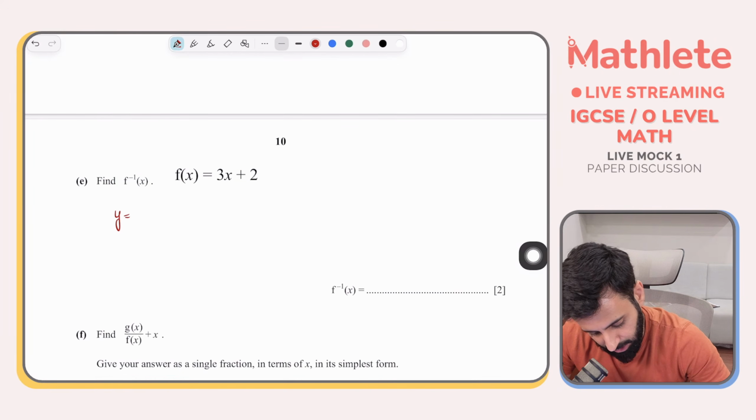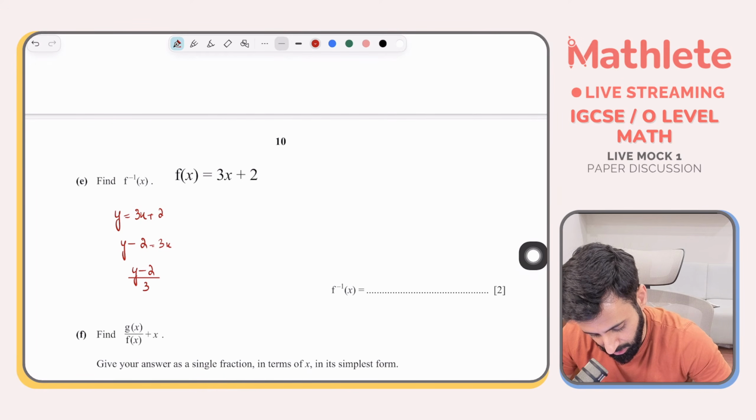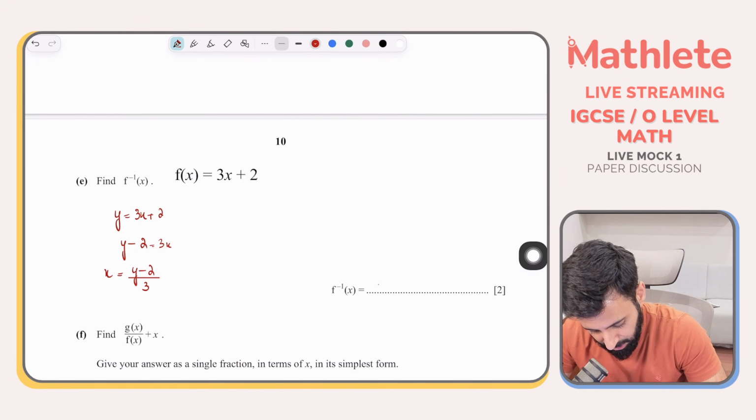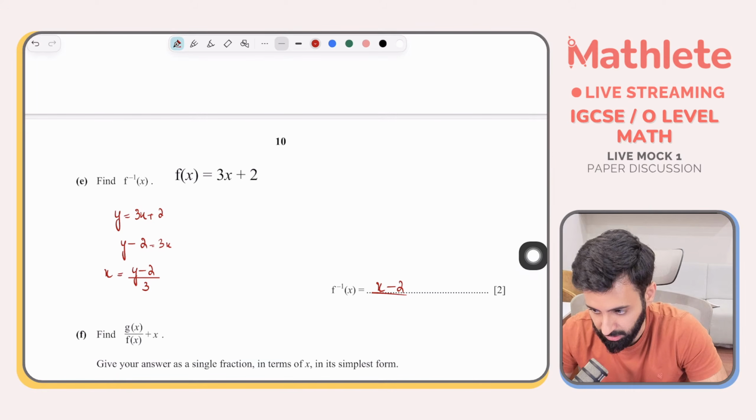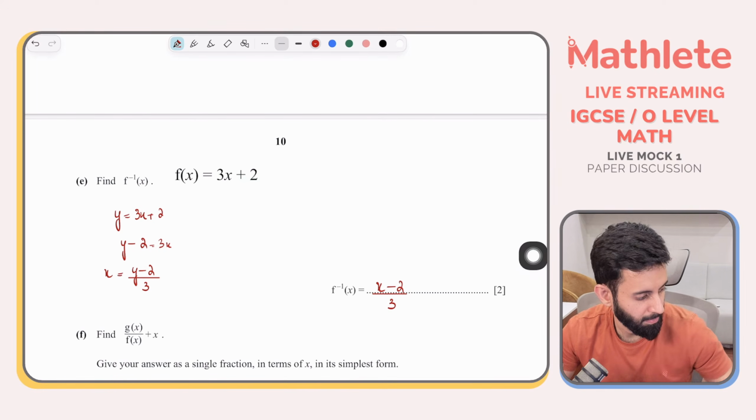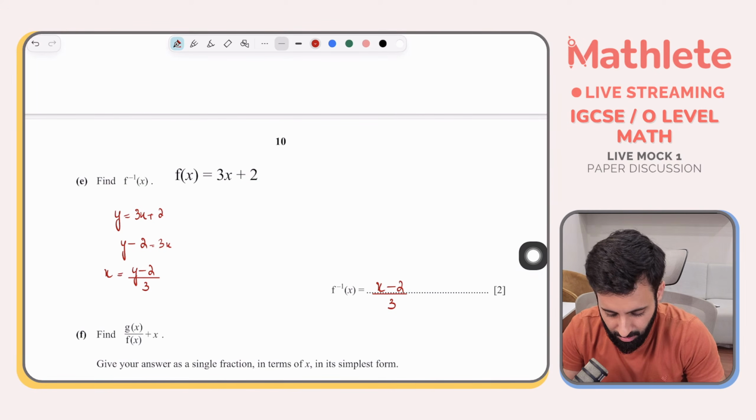So y is equal to 3x plus 2. Let's make x the subject. y minus 2 equals 3x, which means (y minus 2) upon 3 equals x. So f inverse of x is equal to (x minus 2) upon 3. Okay, now let me see what is next.